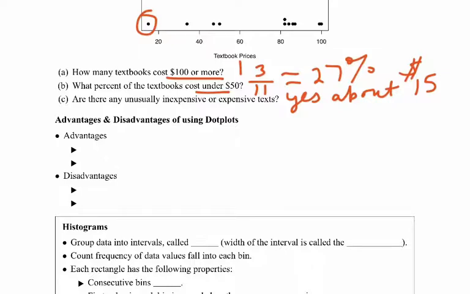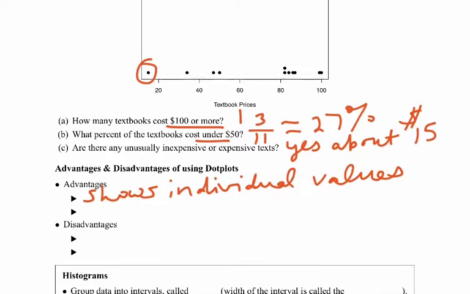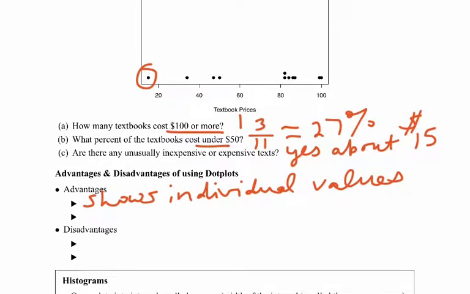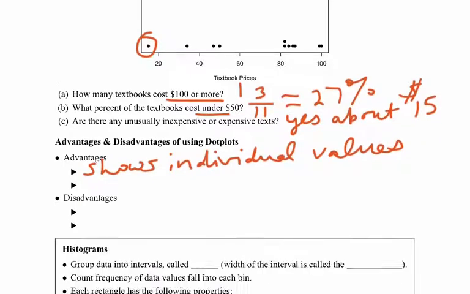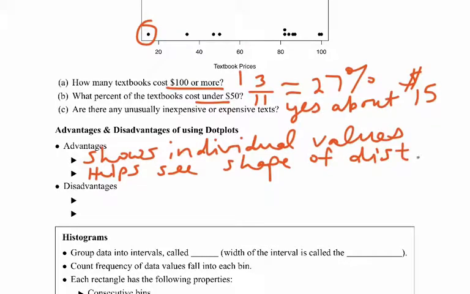Some advantages are that it shows individual values. So you can see individual data values, and that's something that doesn't happen with histograms, which we'll get to next. It does help us see the shape of the distribution. Now, 11 in this last example was a pretty small sample size, but obviously the bigger the sample, the better sense we get of the shape. So let's write that down. It helps see the shape of the distribution.